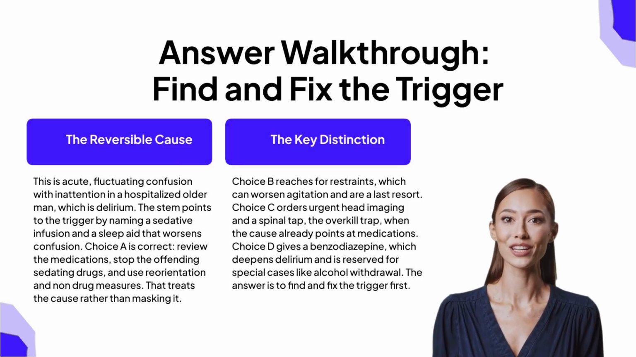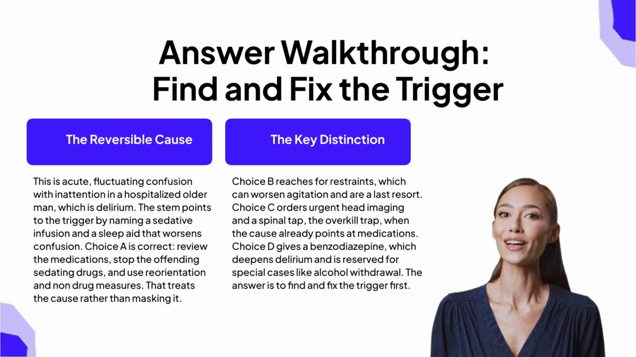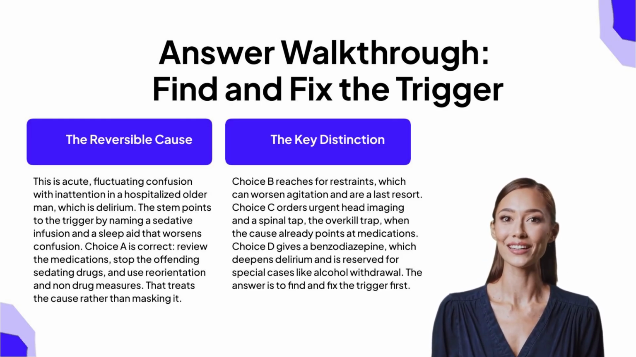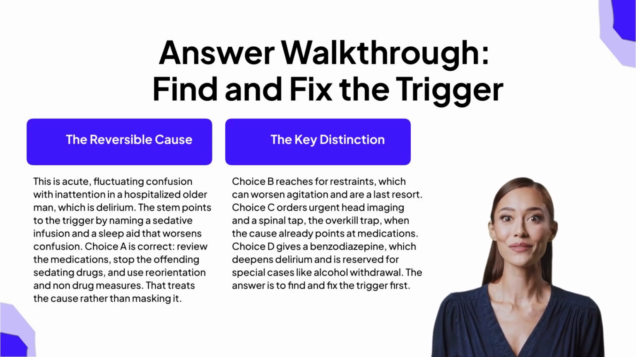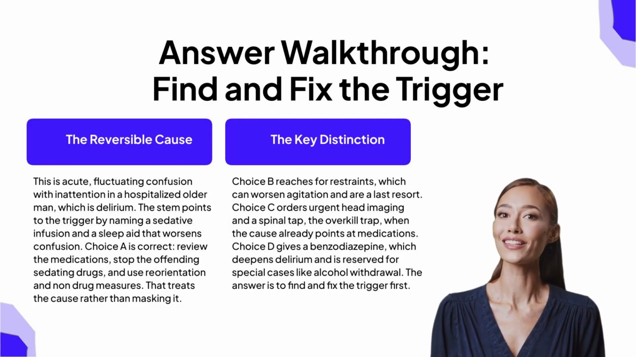This is acute, fluctuating confusion with inattention in a hospitalized older man, which is delirium. The stem points you straight to the cause by naming a sedative infusion and a sleep aid that worsens confusion. So choice A is correct. Review the medication list, stop the offending sedating drugs, and use reorientation and non-drug measures to calm and support him. That treats the cause rather than masking it.